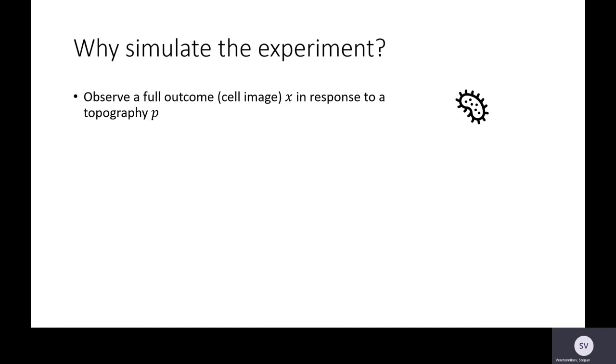Here we can ask ourselves, why would we want to simulate the experiment in the first place? There could be several reasons for that. Firstly, we might want to observe a full outcome, being the cell image, in response to topography, because it is easier for an analyst to judge whether the outcome is desired or undesired. We can see multiple properties according to one model. So instead of having multiple independent models for each feature of the cell, we may want to observe the full outcome and see these features in the same picture.